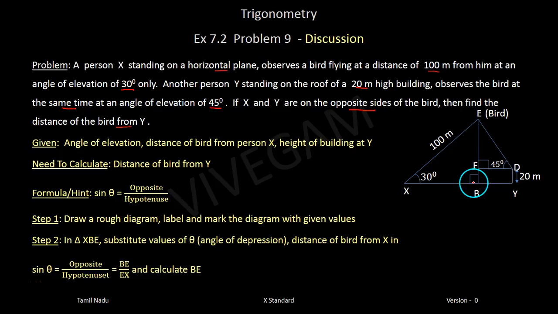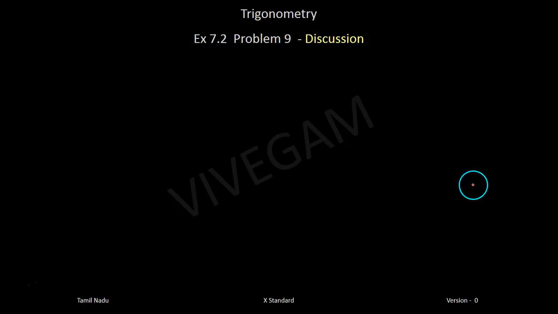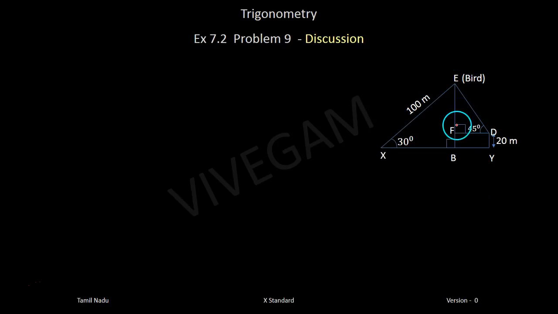BE, right? And hypotenuse, right? There's no T here, so cancel the T. Hypotenuse, that is EX, that is 100 meters. So this is known, and this is the only unknown. So from this relationship, we'll be able to calculate BE, which is the total height of the bird.